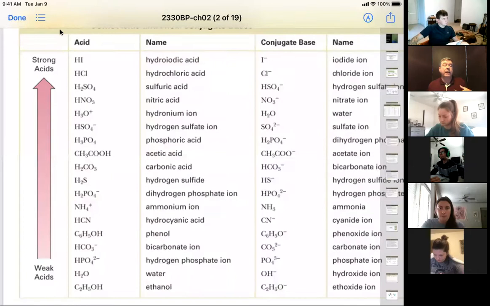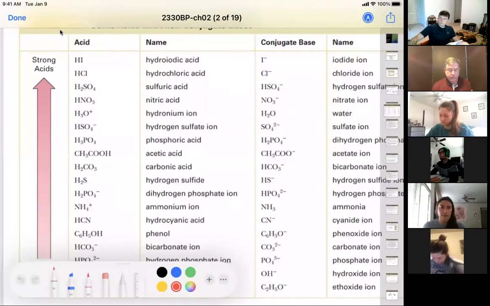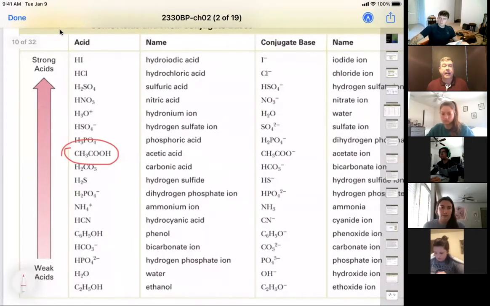But then we have a continuum. There's some things that aren't as strong. So the first organic acid we're going to talk about is this one right here, acetic acid. So it's an organic acid, it's a carboxylic acid, and so we're going to look at that as one of our starting points for acidity in organic compounds. So it's the most acidic organic compound we have.